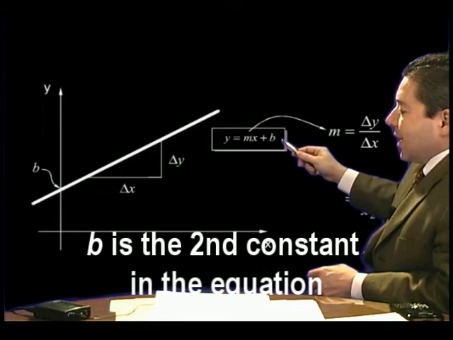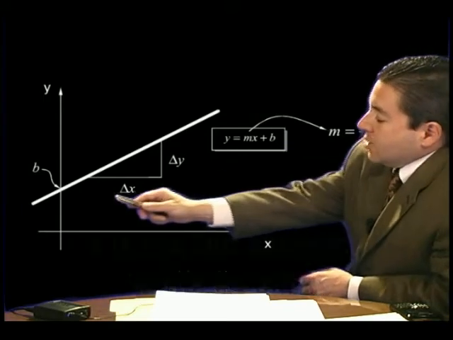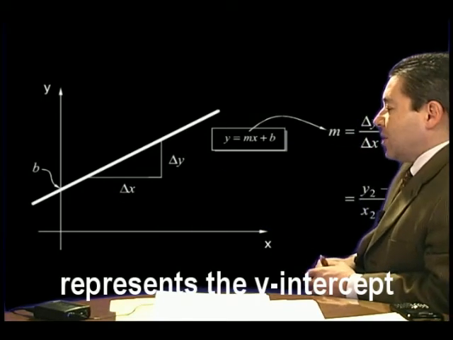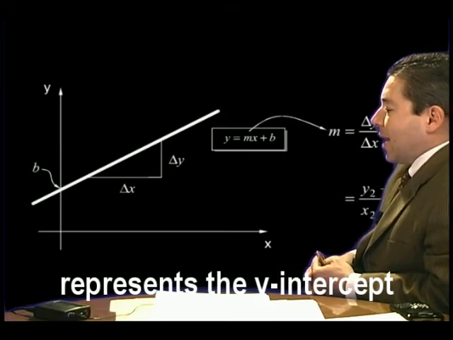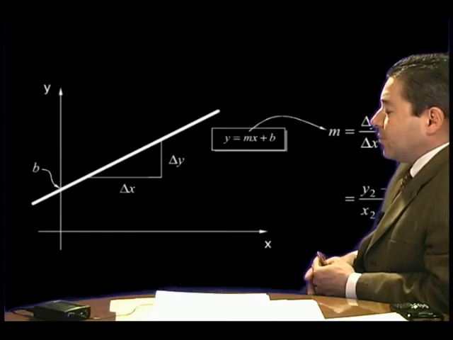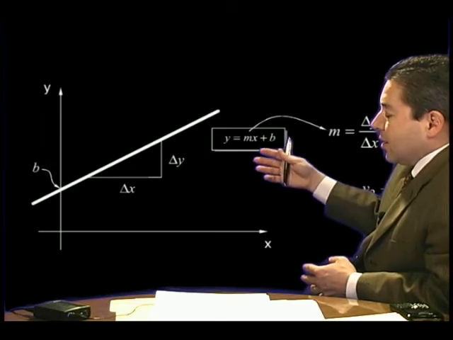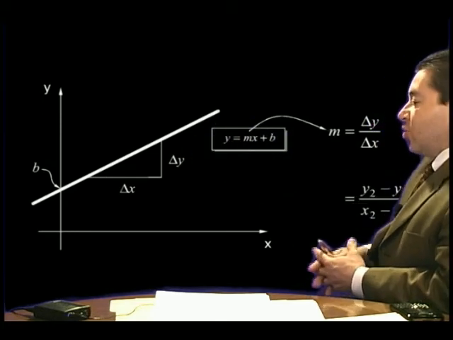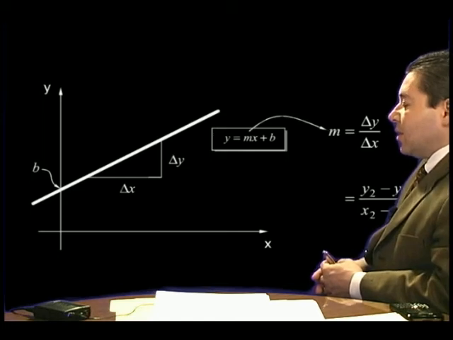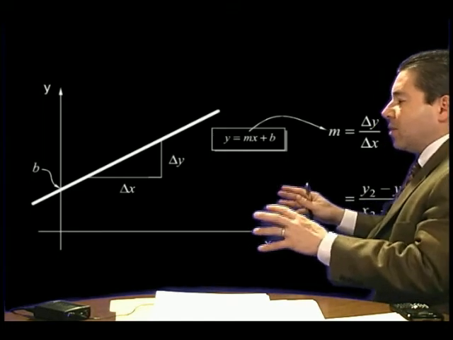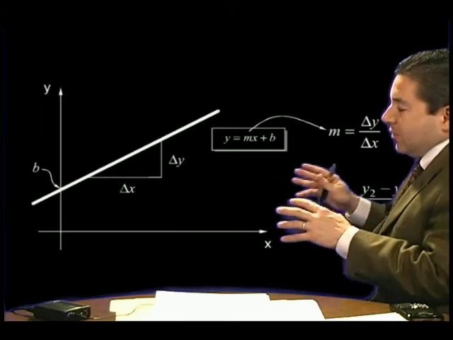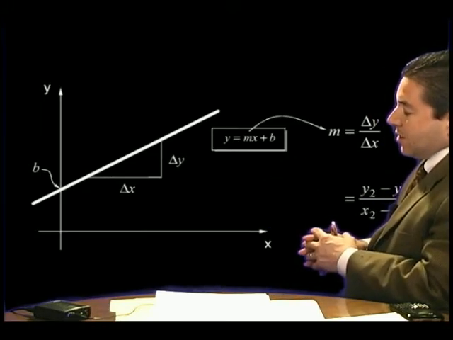Now b, the second constant here, is the y-intercept, or the point of intersection of that line with the vertical axis y. So a linear equation algebraically can be graphed as a straight line graphically in a Cartesian coordinate system. And this is a very fundamental algebra that you should be completely familiar with for the MCAT.